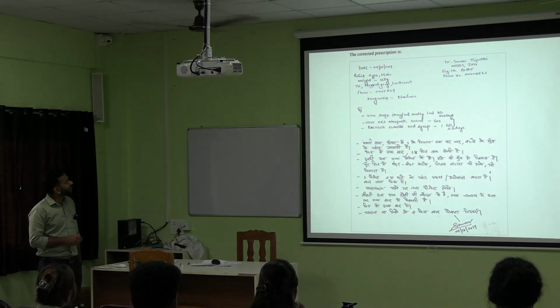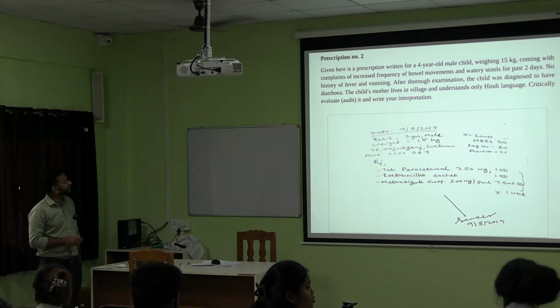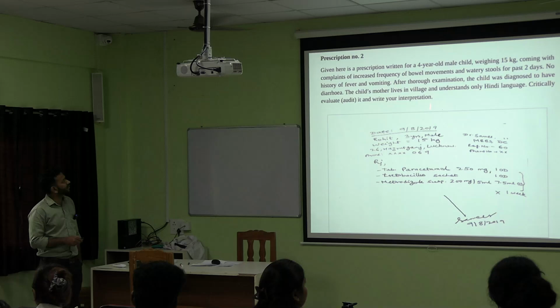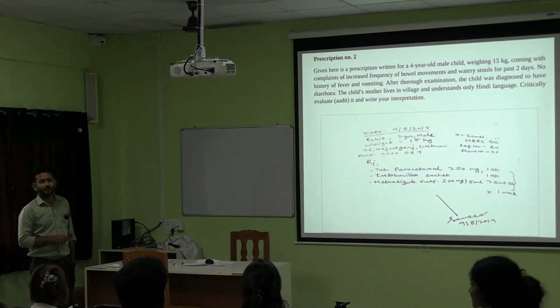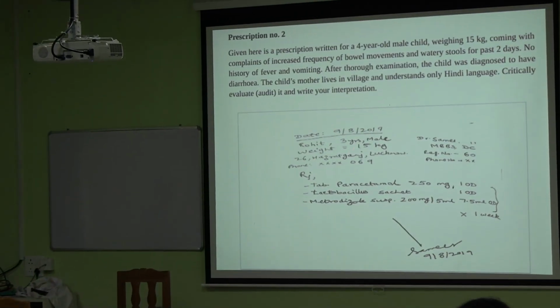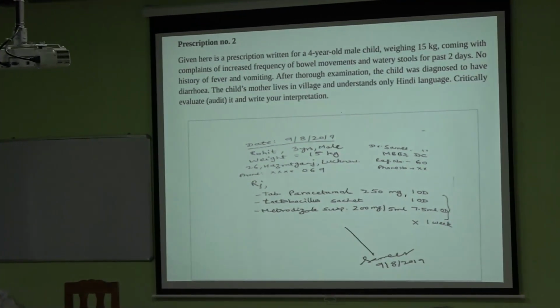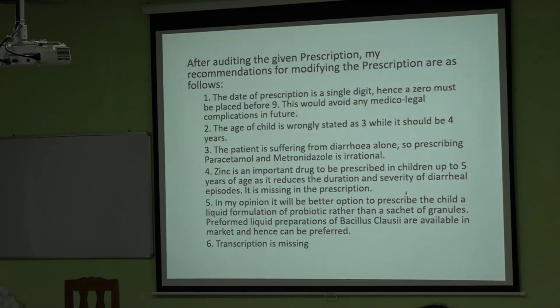Then the age of the child is wrongly stated as 3, while it should be 4 years. Here it is written 3, but it is 4 years. Understood? I think many of you have written 3 years only. Here it is already stated 4 years, correct this. The patient is suffering from diarrhea alone, so prescribing paracetamol and metronidazole is irrational.